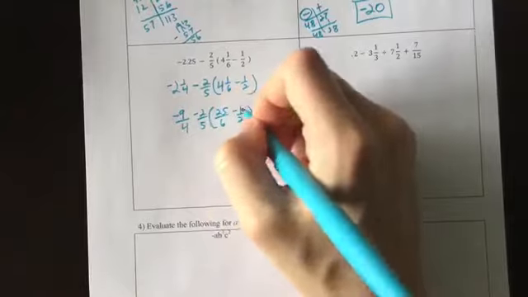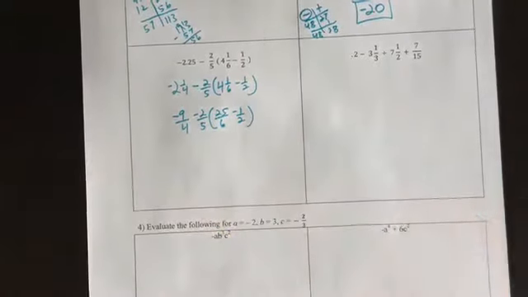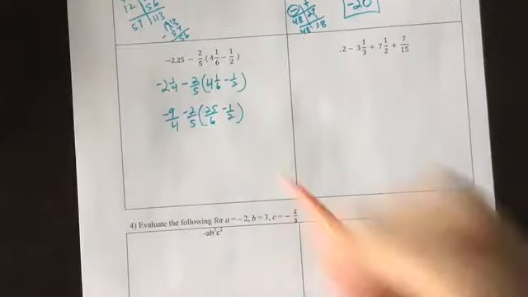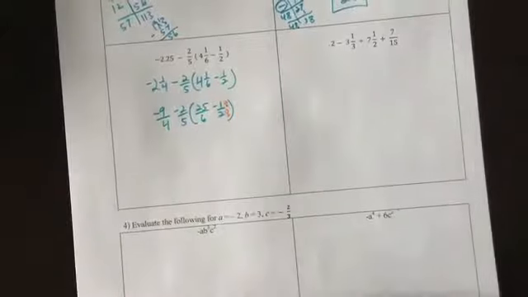I'm not going to distribute here. It's PEMDAS, order of operations, right? Do the subtraction in there. To do that subtraction, I need a common denominator. Common denominator is going to be 6, so I go times 3 times 3.